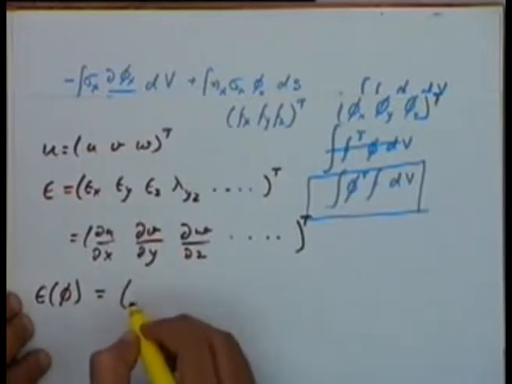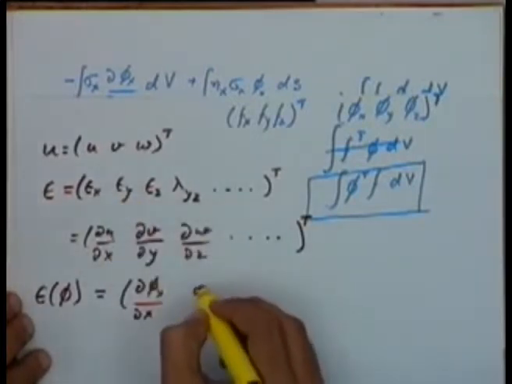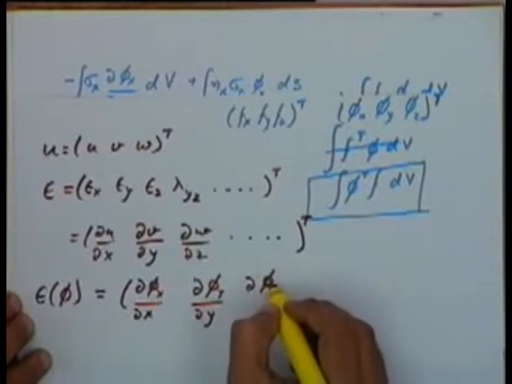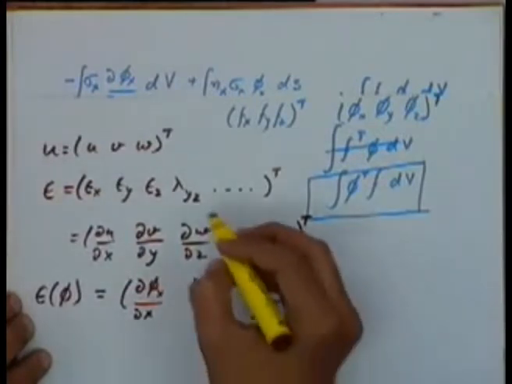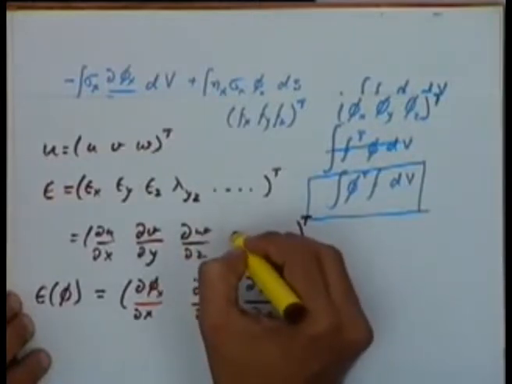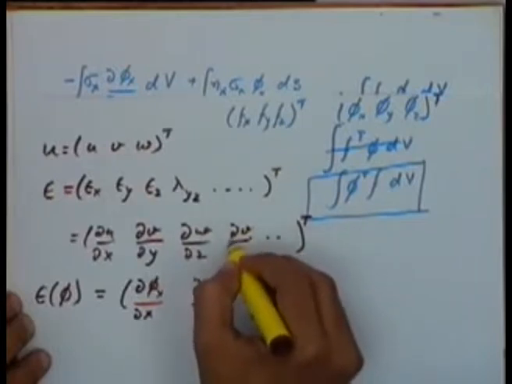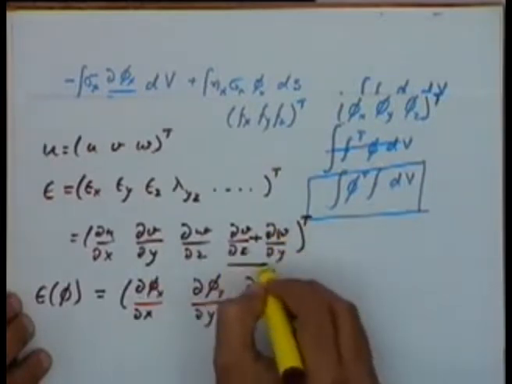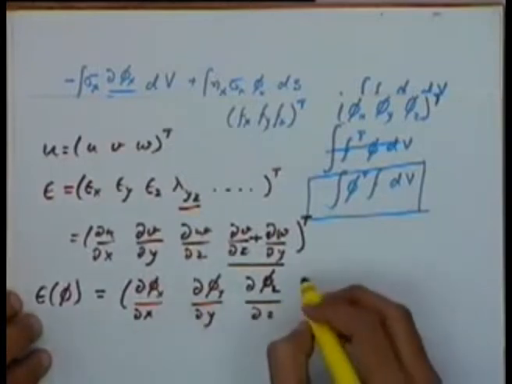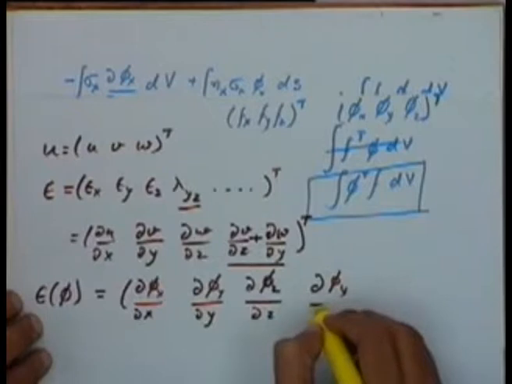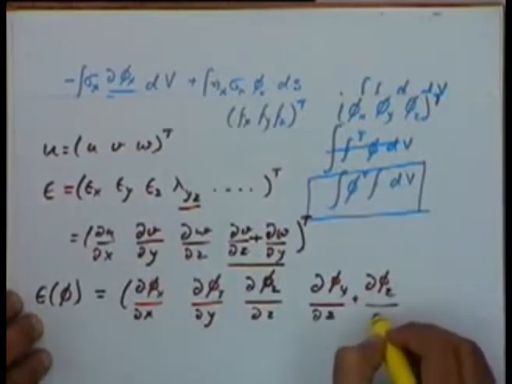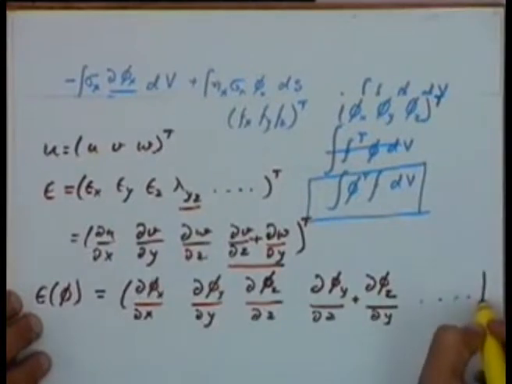Okay. So, if I write an expression for epsilon of phi, this would be equal to del phi x by del x, epsilon y term that will become del phi y by del y, epsilon z term will be del phi z by del z. The lambda yz term, here what we would have got would have been del v by del z plus del w by del y. Okay, this term would have been lambda yz. Corresponding to that, we will get here del phi y by del z plus del phi z by del y, and another 2 terms like this.